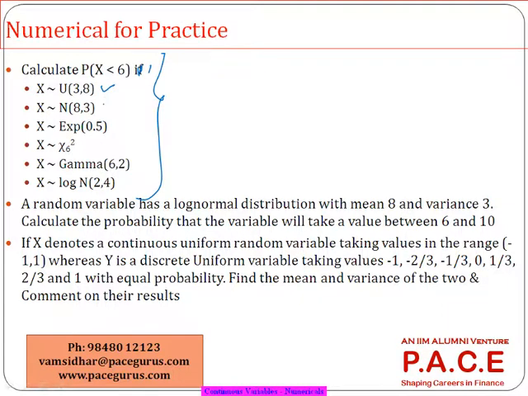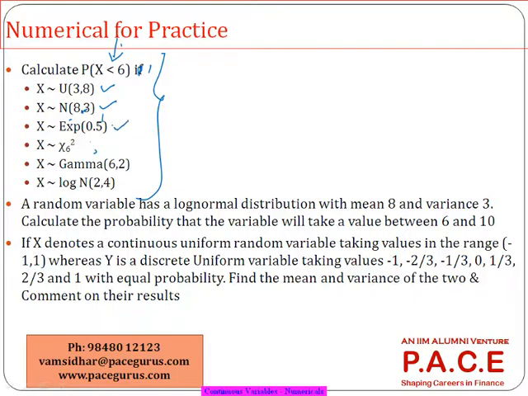Assume that x is following a uniform distribution between 3 and 8. Tell me the probability of x less than 6. Or assuming that x is following a normal distribution with mean of 8 and variance of 3. Because in normal distribution, the two items which we would be writing are mean and variance. Find the probability of x less than 6.